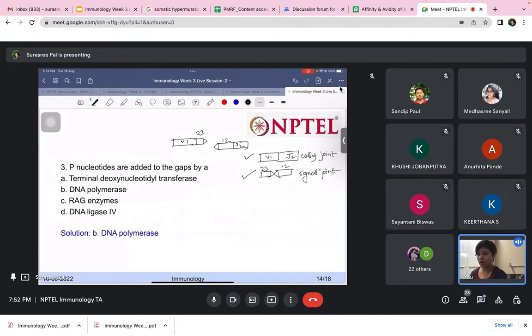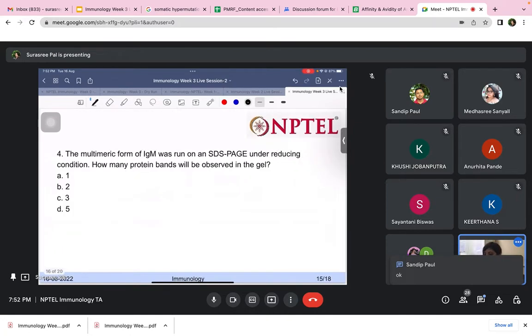The coding joint will finally code for the variable region of the antibody light chain, whereas the signal joint will not code for anything, because it is just a joining of the two RSS sequences, right? Am I clear? Okay, so let's move on to the next question then.